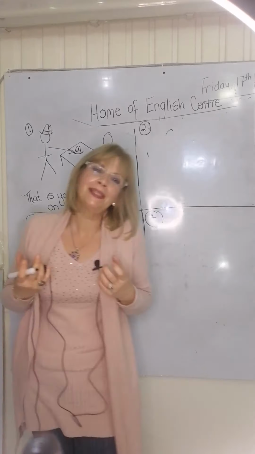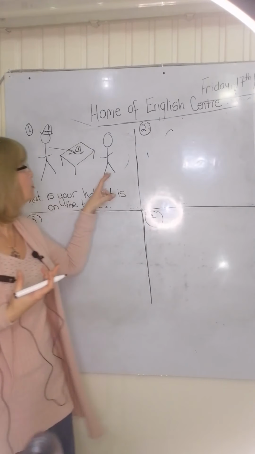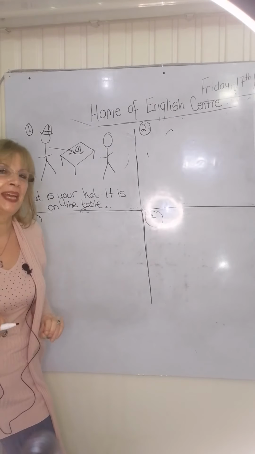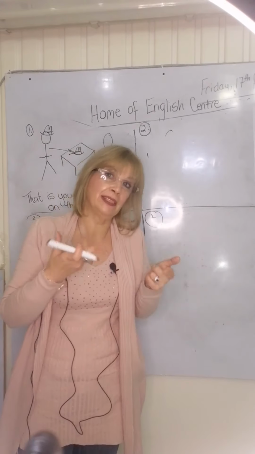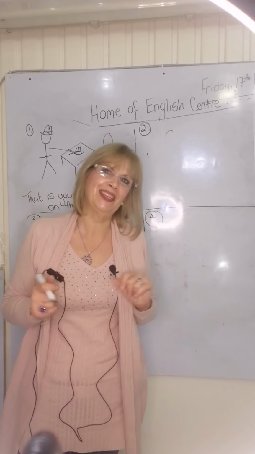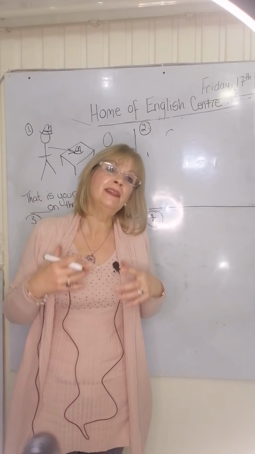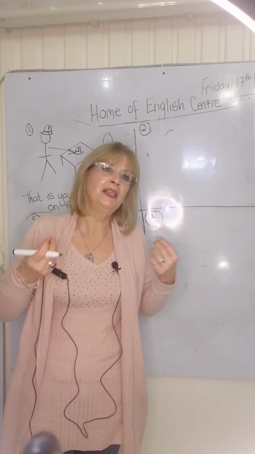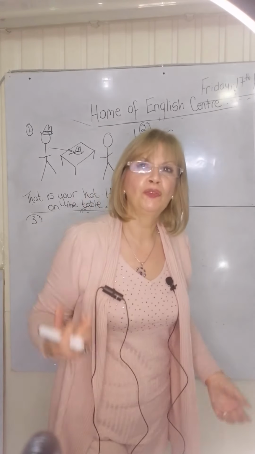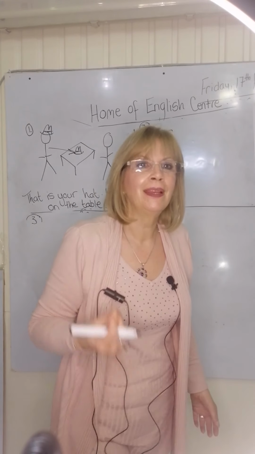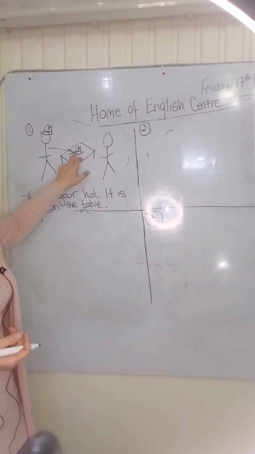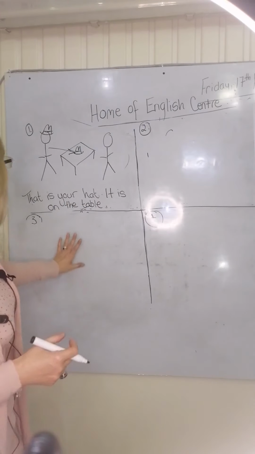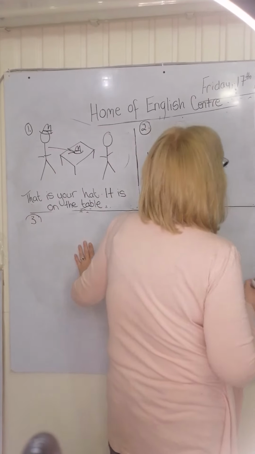So who does the hat belong to? It belongs to John's friend. And he's put it on the table. And John is saying that is your hat. It is on the table. It, because it's a thing. It's not a person. It's not a man. It's not a woman. It's not a girl. Not a boy. It's not a baby. It is a hat. So we use it. Okay? All right. Next one.